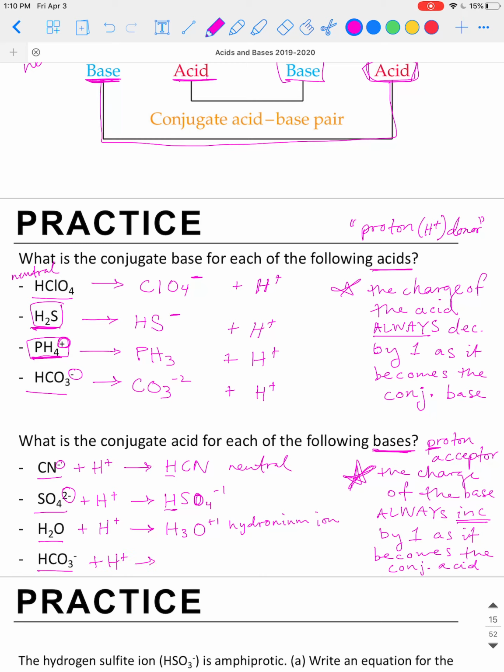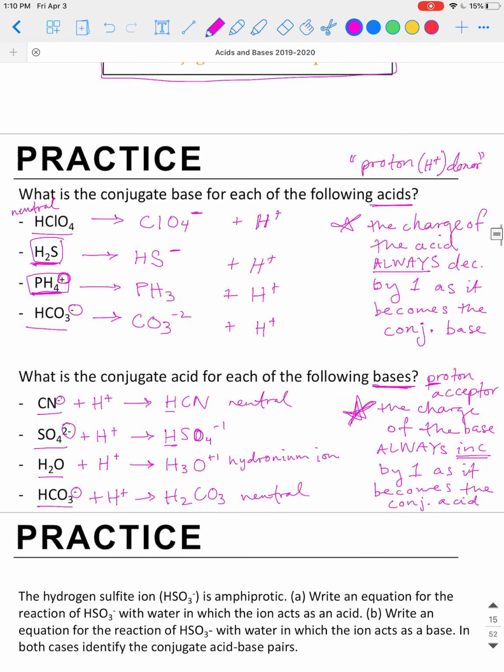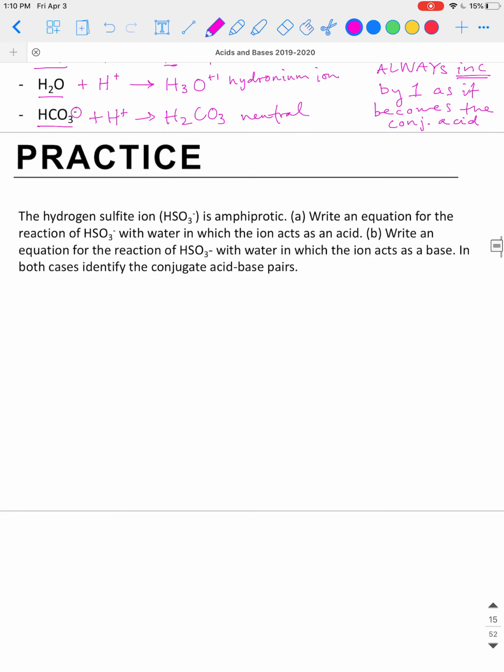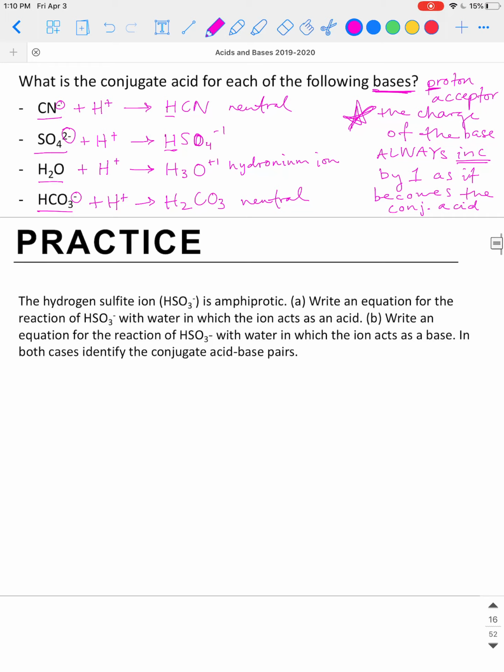And the last base is HCO3-. So if we add a hydrogen to it, the conjugate acid is now H2CO3. It had a minus charge. How does the charge change? It increases by 1. So -1 plus 1, it's neutral. Okay, so we have just written all the conjugate acids for each of those bases. That's something else I definitely want you to be able to do for the exam.